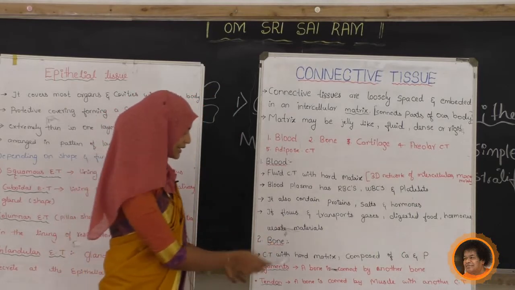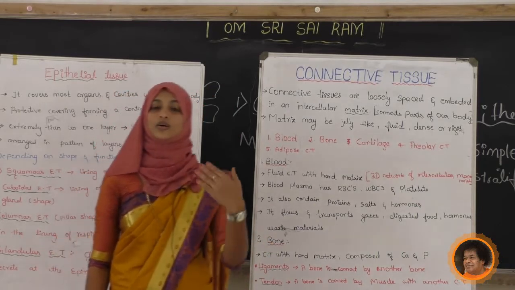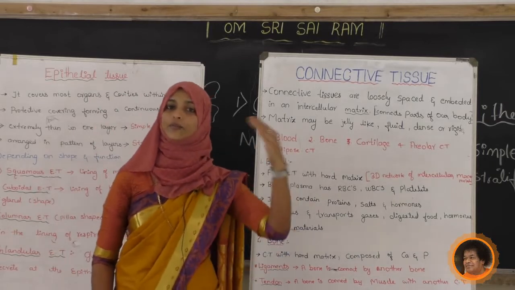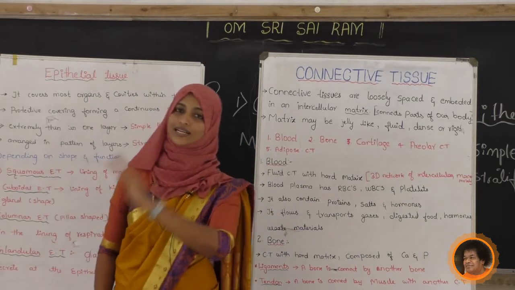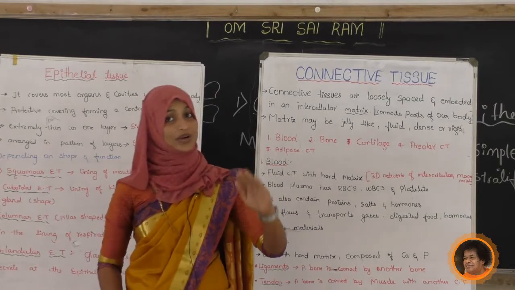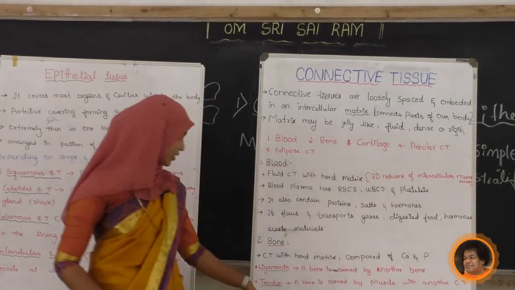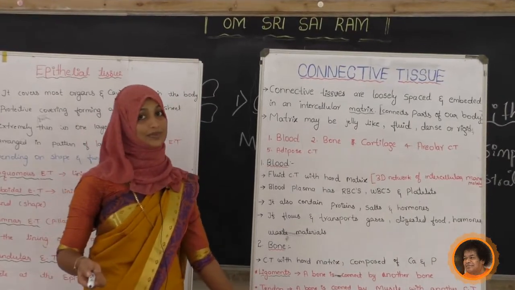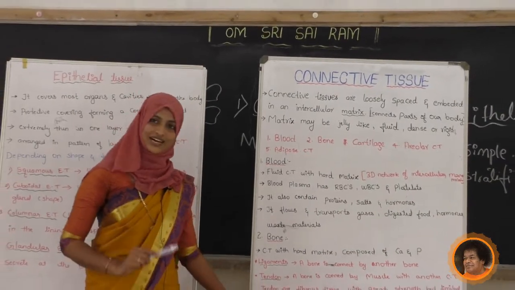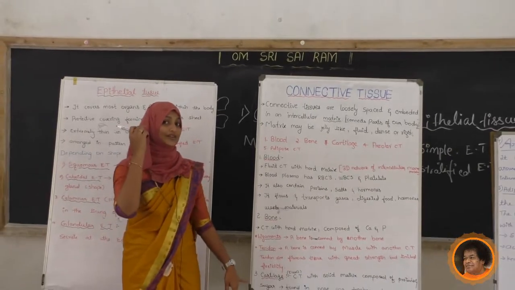Next, ligaments and tendons, new terms. What is a ligament? Bone is connected to bone by a connective tissue, that is a ligament. Bone is connected to muscle by a connective tissue, that is a tendon. We have studied which is more flexible. Yes. Next, cartilage. It is found in ear lobes.